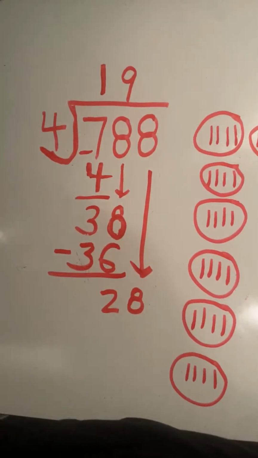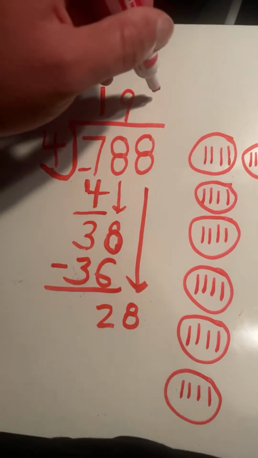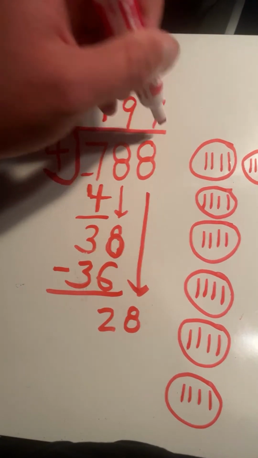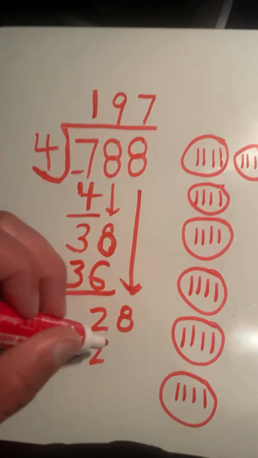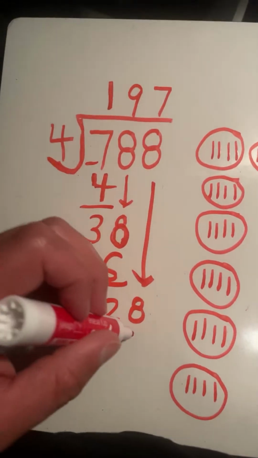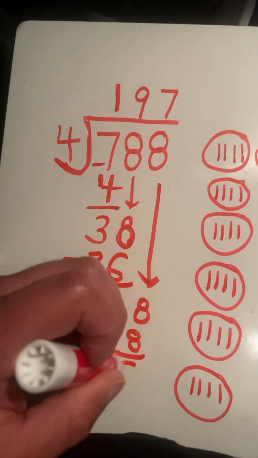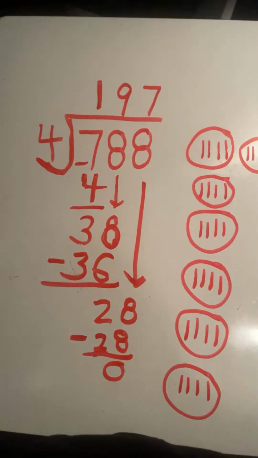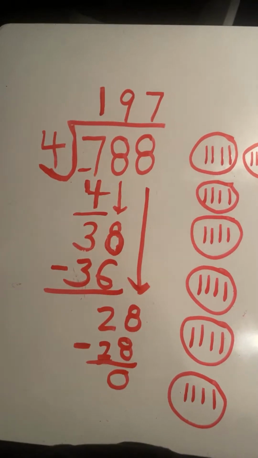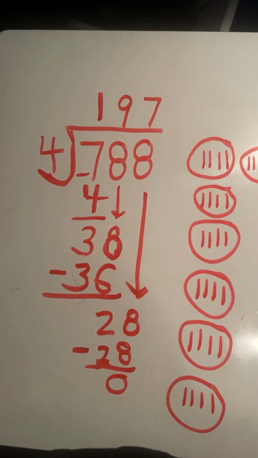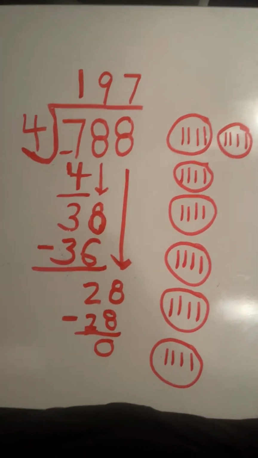So 28 divided by 4 equals 7. And we landed right on 28. As you can see, there are no remainders in the array. 28 minus 28 equals 0, so there are no remainders. And we have our final answer: 788 divided by 4 equals 197.